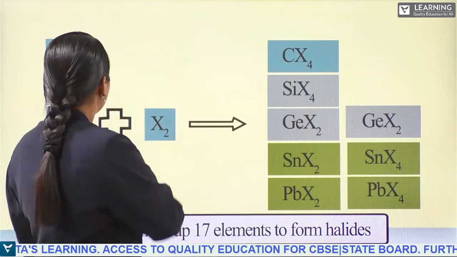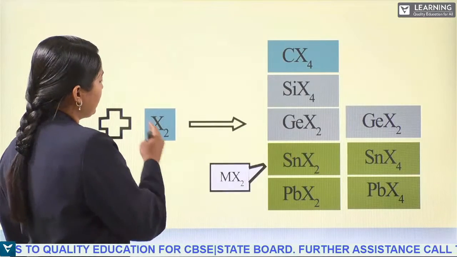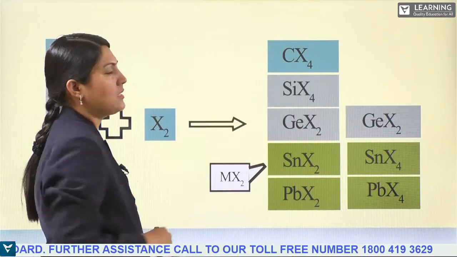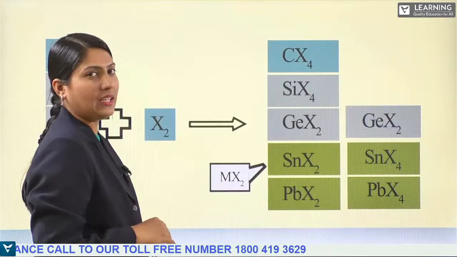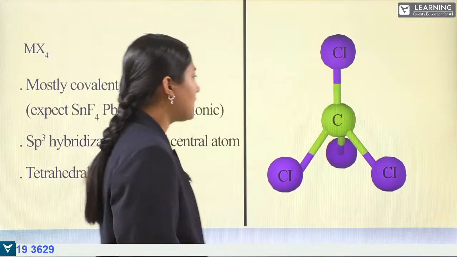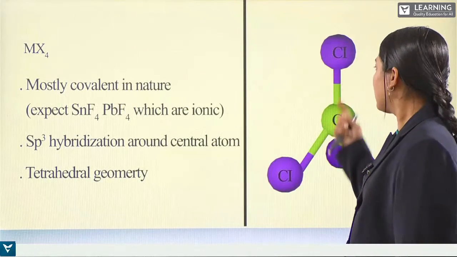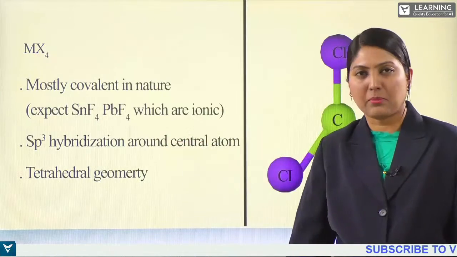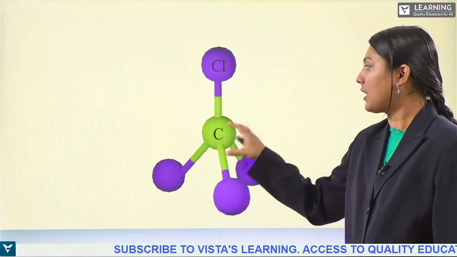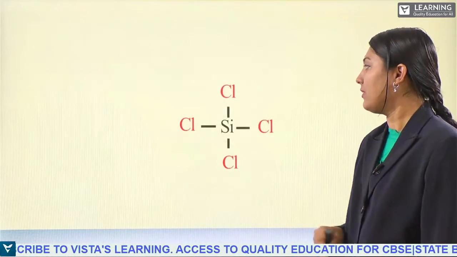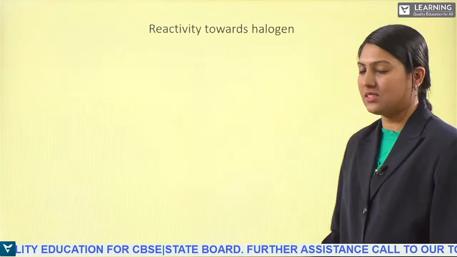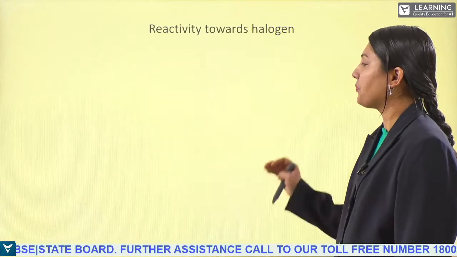Here we can see the group 14 elements react with halogens to form their halides. Carbon forms CX4, silicon forms SiX4, whereas other elements form MX4 and MX2. Mostly they are covalent compounds, having 4 hybrid orbitals with sp3 hybridization and tetrahedral geometry. This is carbon tetrachloride, which has tetrahedral geometry. And now the chemical properties. We'll just see through that.